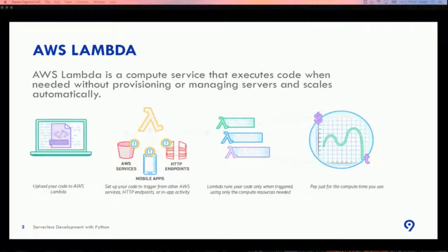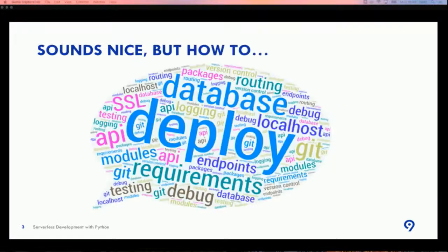I think for now everybody knows that AWS Lambda seems a nice technology that can run code without any provisioning of servers. It scales automatically and looks to be a good thing. But when I started to develop with AWS Lambda, I faced a lot of questions. First, how to deploy, how to log, how to create an API, how to add an SSL certificate, how to connect a database, packages, routing, and so on, and so on.